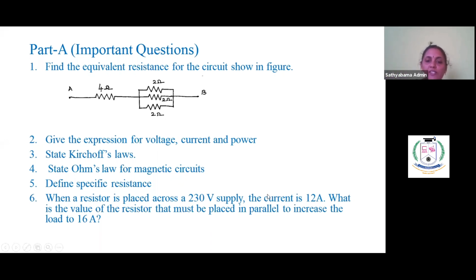First put voltage is 230 volts, current is 12, find out the resistance value. After finding this resistance value, take this as I1 and R1. I1 will be 12 amps. R1 will be the found out value.